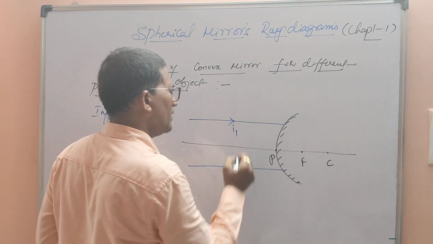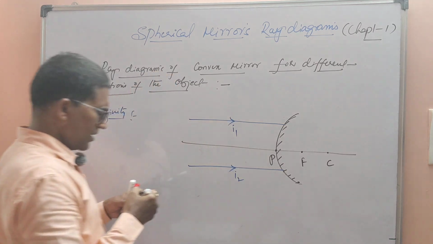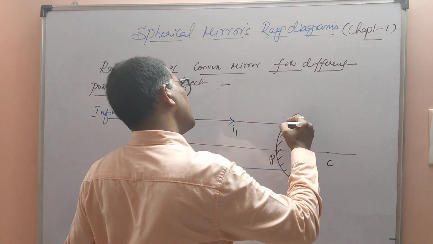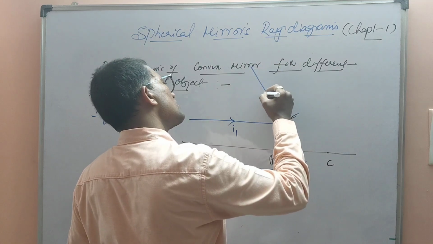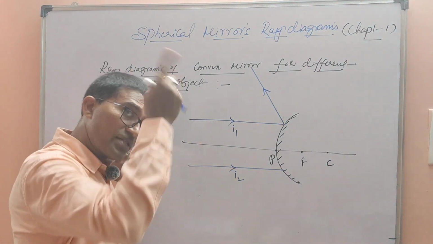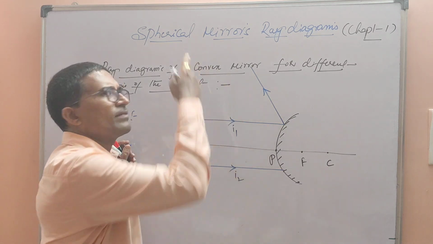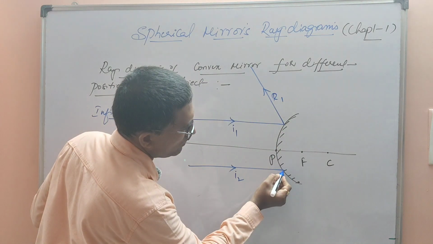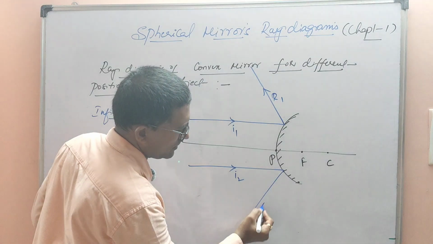This is incident ray 1 and this is incident ray 2, consider. Now after incidence, these light rays are going to diverge. They never converge. Convex mirror is a diverging mirror. Concave is a converging mirror. So they are going to deviate their path. Here this is the reflected ray R1, and we have another reflected ray behaving like this. This is R2.